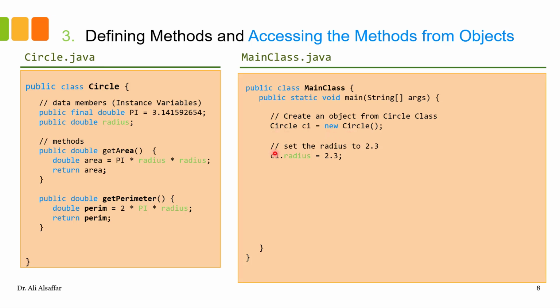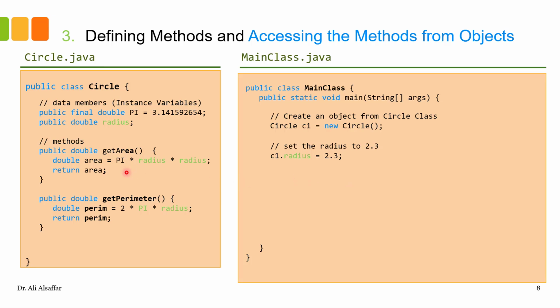After this step, now you have an object called C1. Inside it, we have pi, we have radius, and we have two methods. One is called getArea, the other one is called getParameter. Now, if you want to change the radius of the object, you use dot to access the data inside. Since radius is public, simply you can write dot. So you say C1.radius equal 2.3, and now you are changing the radius. You are initializing the radius to 2.3.